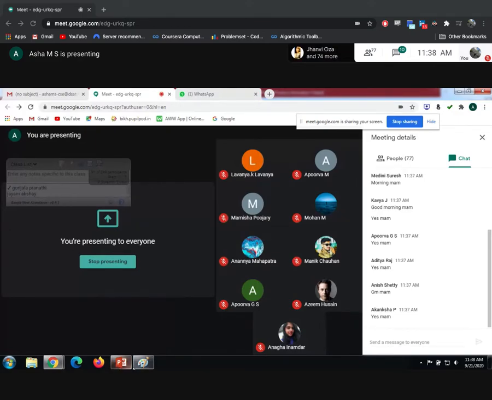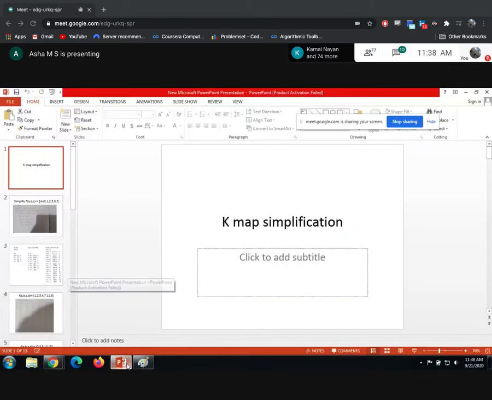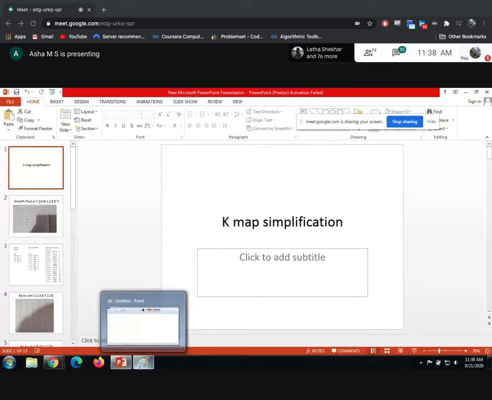Okay. Before moving to the second module, means before moving to the K-map, the abbreviation of K is Karnaugh. So that is the name of the person who identified this method to simplify the Boolean expression. So that is nothing but a K-map. Before moving, what exactly is a K-map? How using K-map we are going to simplify the Boolean expression.